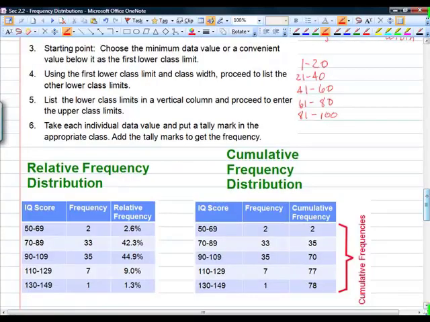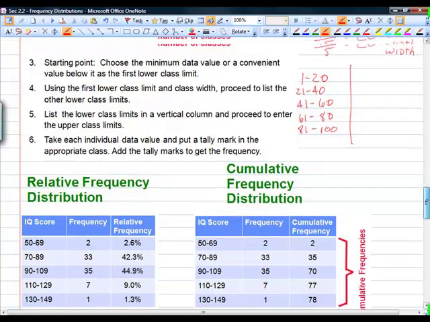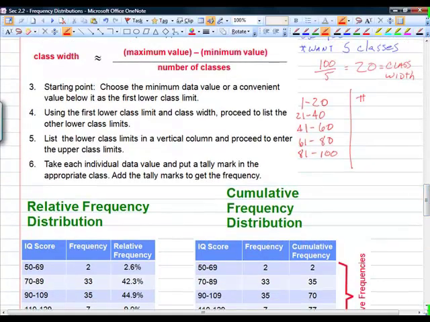And then what we do is we take each individual data value and we put a tally mark in the appropriate class, and add the tally marks up to get the frequency. In a frequency table, we would then put our counts here, here, here, here, and here. Now that's just for a plain old frequency distribution, the examples of which you saw previously.